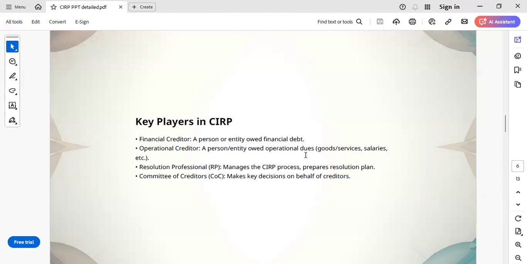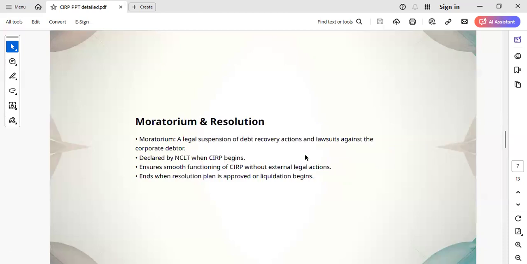Resolution professional: this person manages the entire CIRP process. Committee of creditors: it is formed with the financial creditors and makes key decisions on behalf of creditors. Where there are no financial creditors, then operational creditors will come into the picture. These are the key players: financial creditors, operational creditors, resolution professional, and the committee of creditors.